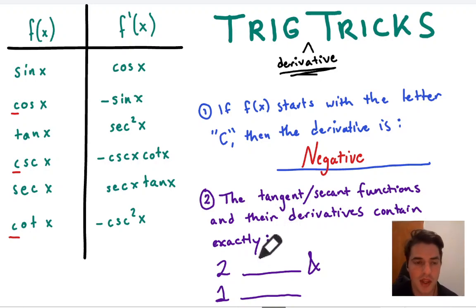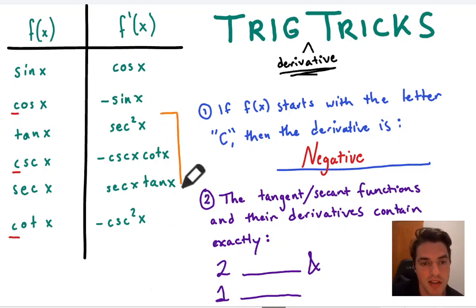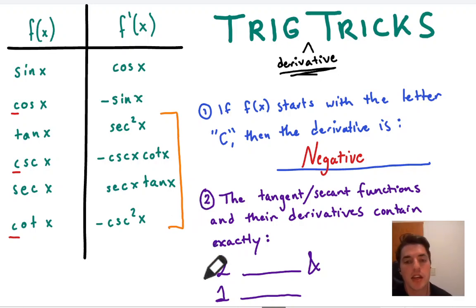Our second rule, which I think is a little more complicated and probably more helpful in terms of memorizing, because these last four are the hardest for us to memorize usually. The tangent and secant functions and their derivatives contain exactly two secants and one tangent. Okay, what I mean by this: if you have a function, tangent, for example, if we think about tangent and its derivative, secant squared, I've got one tangent and two secants.